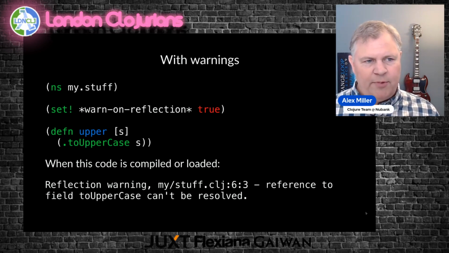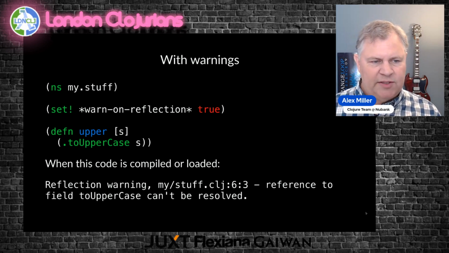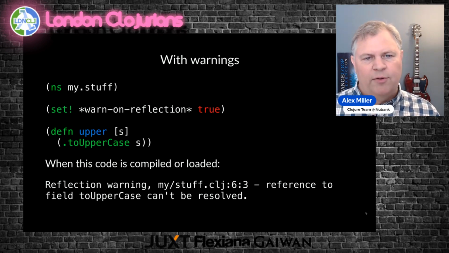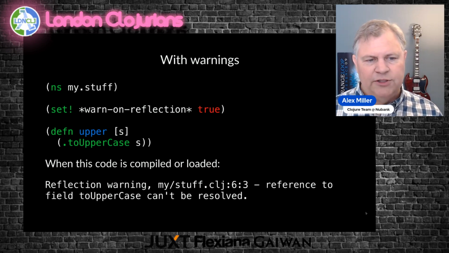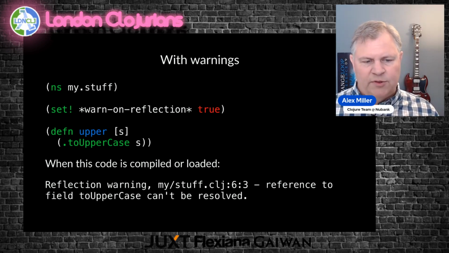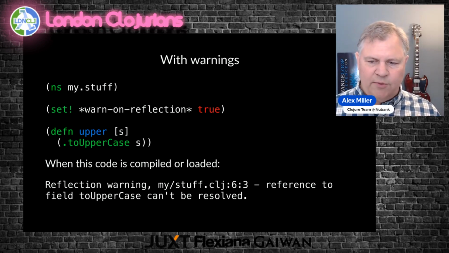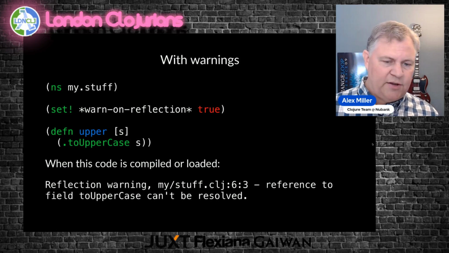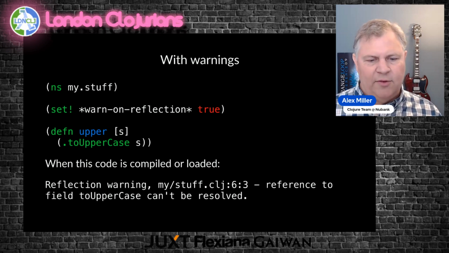So just as an example here, if we're in some namespace, this is how you would set this in a real namespace. Right after your namespace call, you set warn-on-reflection true. And then you're going to have this Clojure function that calls some Java method. And then when this is compiled, which might be at load time if you're loading a source file, you're going to see a reflection warning: reference to field toUpperCase can't be resolved. So it doesn't know if it's a field or a method, so it could be either. And so it doesn't know what s is.